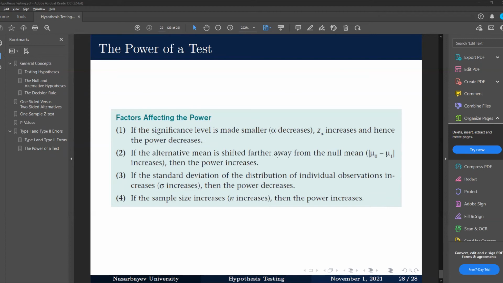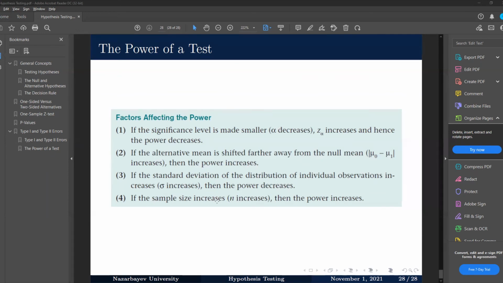If alternative mean is shifted away from the null mean, mu naught minus mu one increases, meaning that power increases. However, we have no control over that. If the standard deviation of the distribution of individual observation increases, so population sigma is going to increase, then power is going to decrease. We also have no control over that.